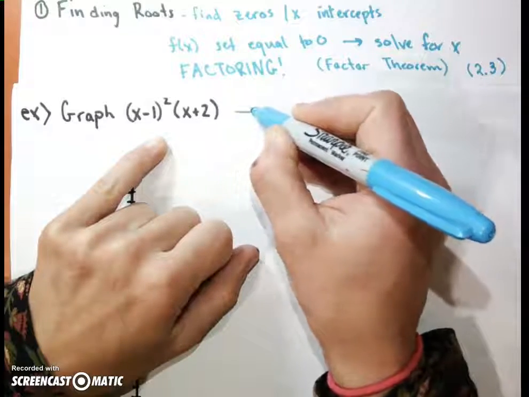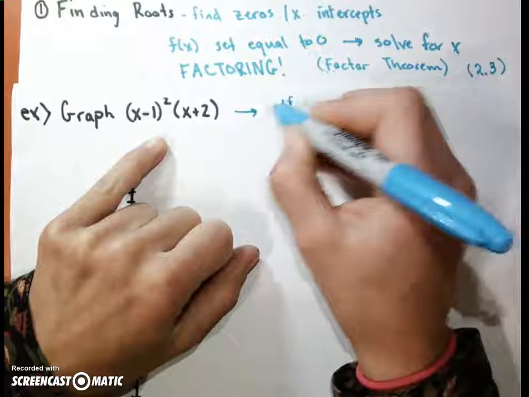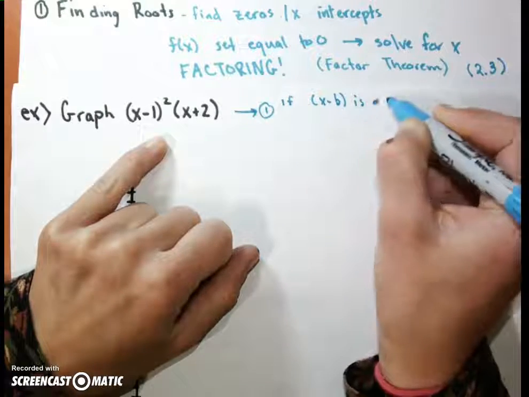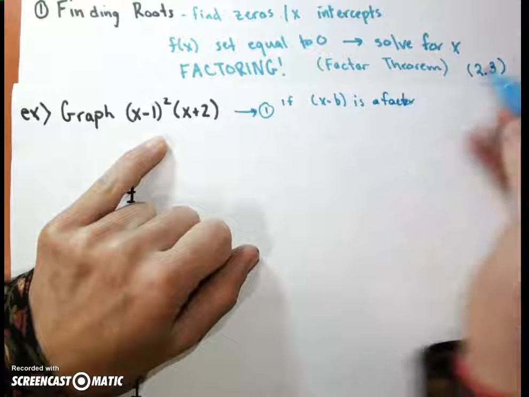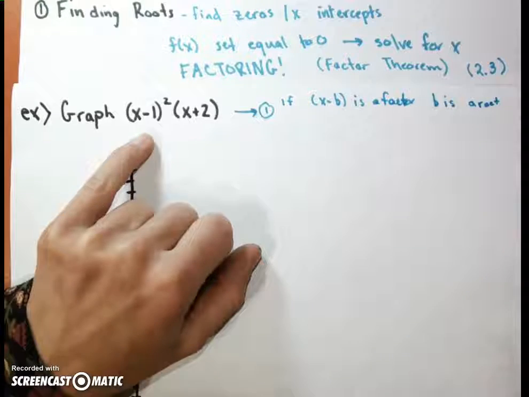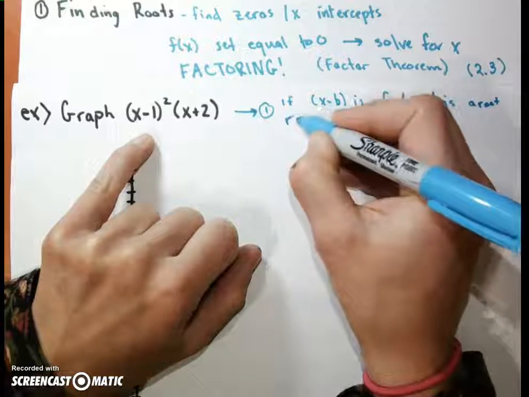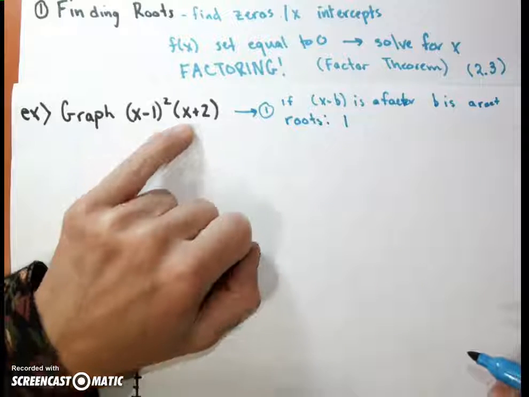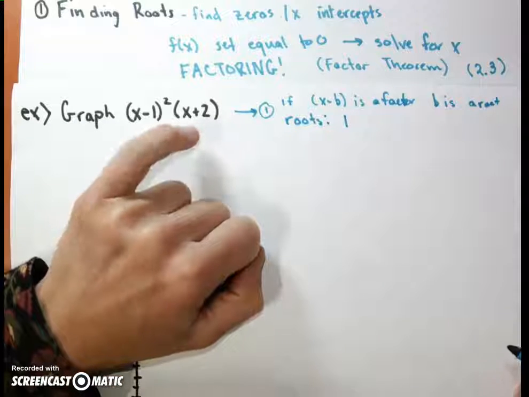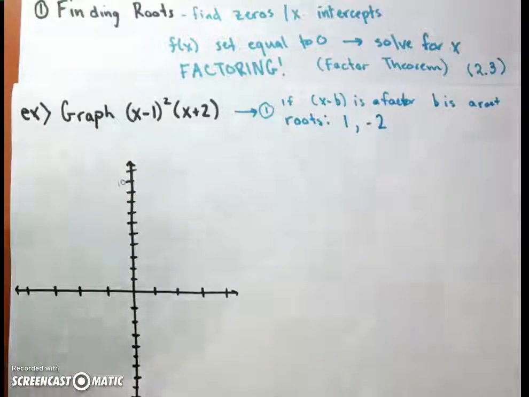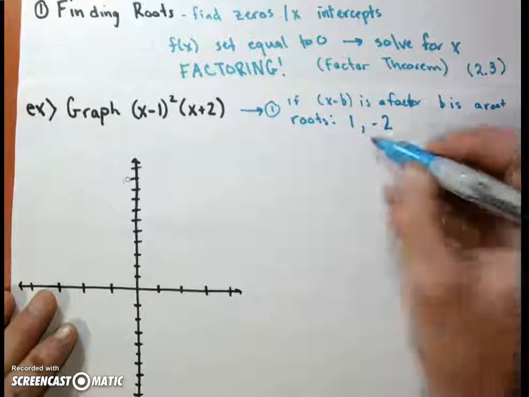So what the factor theorem says is if x minus b is a factor, b is a root. So since x minus 1 is a factor, 1 is a root, and x minus negative 2 is the same as x plus 2, so negative 2 is also a root. So now I can plot those.